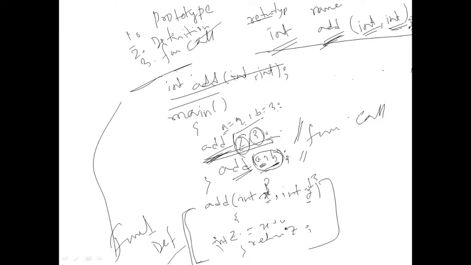So x will have 2, y will have 3, so z will have 5, and 5 is returned. The 5 will come to the place where it was called, where the return takes place. If you have another variable called c, you can call like this: c is equal to add, and you can print c also. So this is called call by value. It is there in C, and in C++ also call by value is there. There are other types of calling, which are call by reference and call by address.